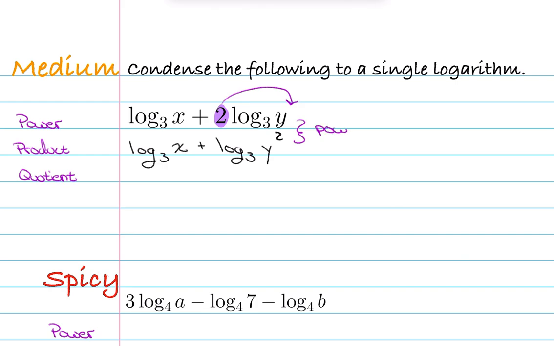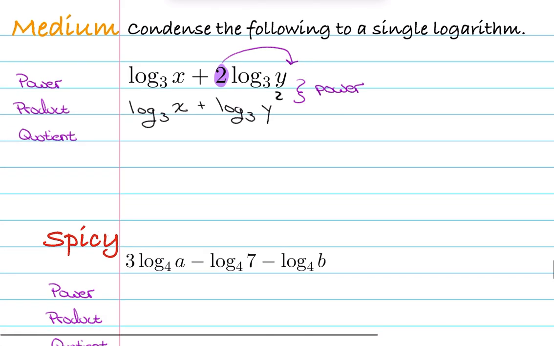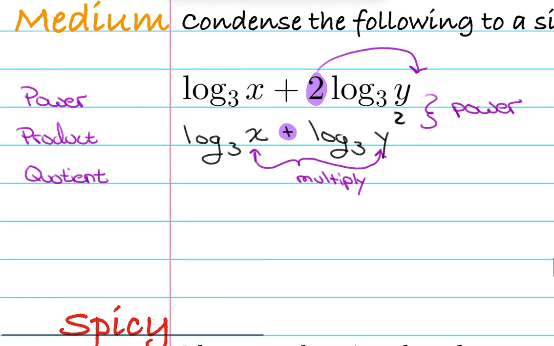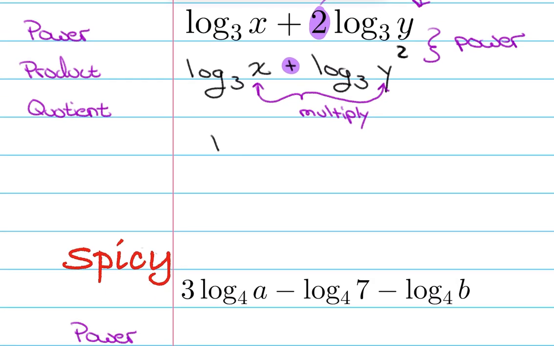Next, what I'm going to do is I am going to see if there is a product rule that I can use. So I did the power rule. Now I'm going to look for a product. I do see a product because I see an addition sign. Addition sign means I am going to take this argument and this argument, and I am going to multiply them together to make 1 logarithm. So the log and the base stay the same. So this is going to be the log base 3 still, but I'm going to multiply my x and my y squared. So this is going to become x, y squared. Okay.